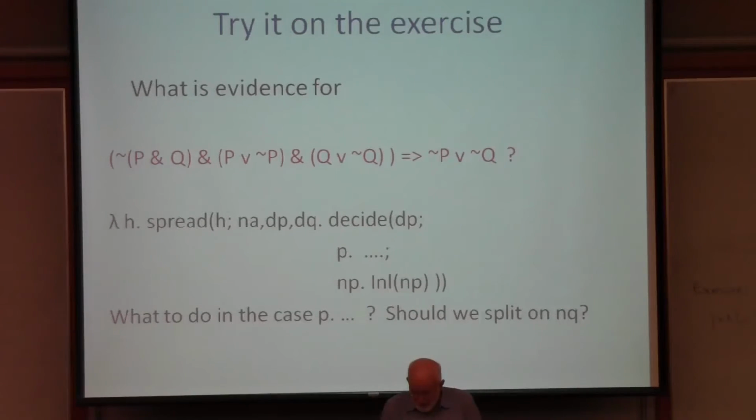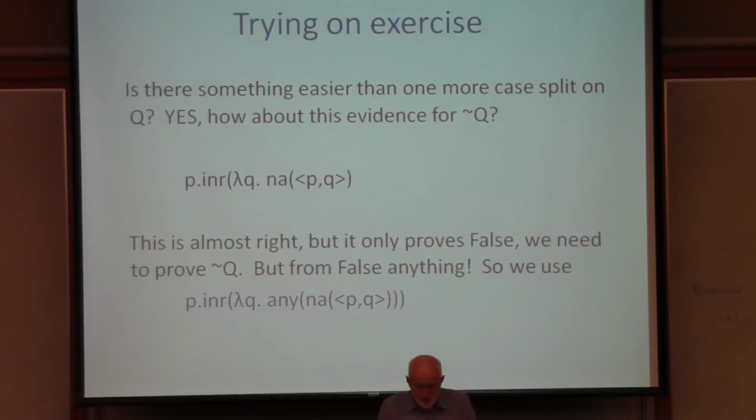But you might have, and I don't know how you get this intuition, you might have said, maybe there's something easier I can do. I wonder if I need both P and Q to be decidable. You might have asked that question. So you say, well, could I do anything else? Maybe I have enough information already. Is there an easier way than one more case split?